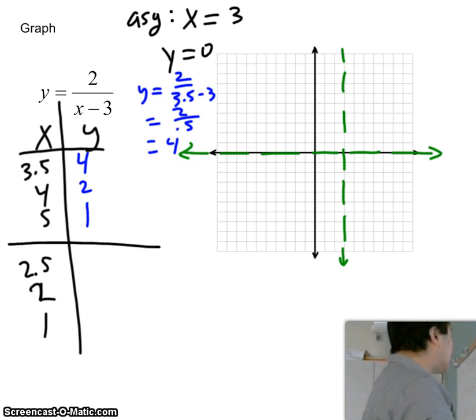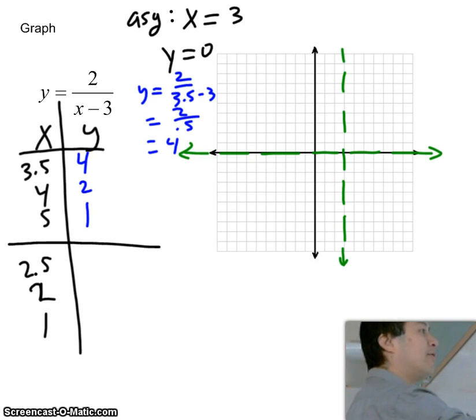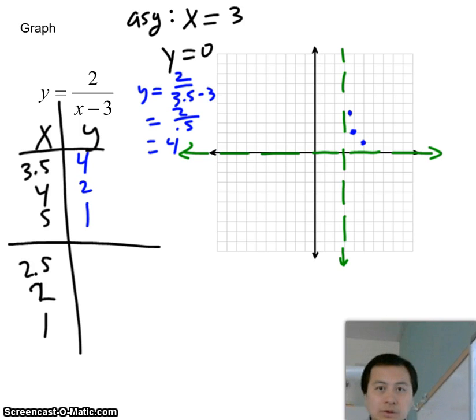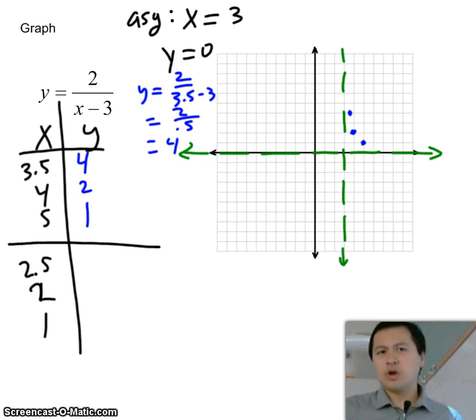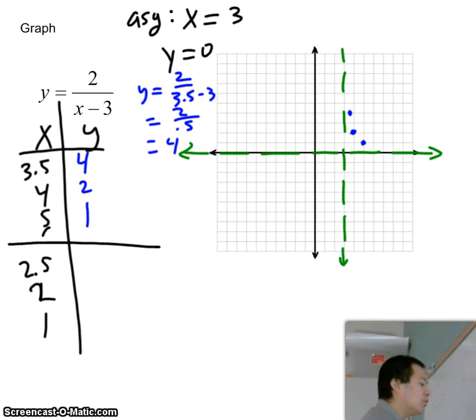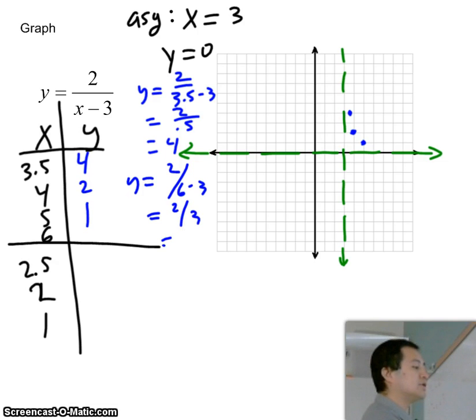As I start plotting this, at 3.5, 1, 2, 3, 4, 4, 2, 5, 1, I kind of can see where it's going. But just to be sure, why not check, right? Especially on a test, or on your homework, if you're not sure, what's the harm of doing one more number? Let's do one more number, 6. That would be y equals 2 over 6 minus 3, which is 2 over 3, which is 2/3.